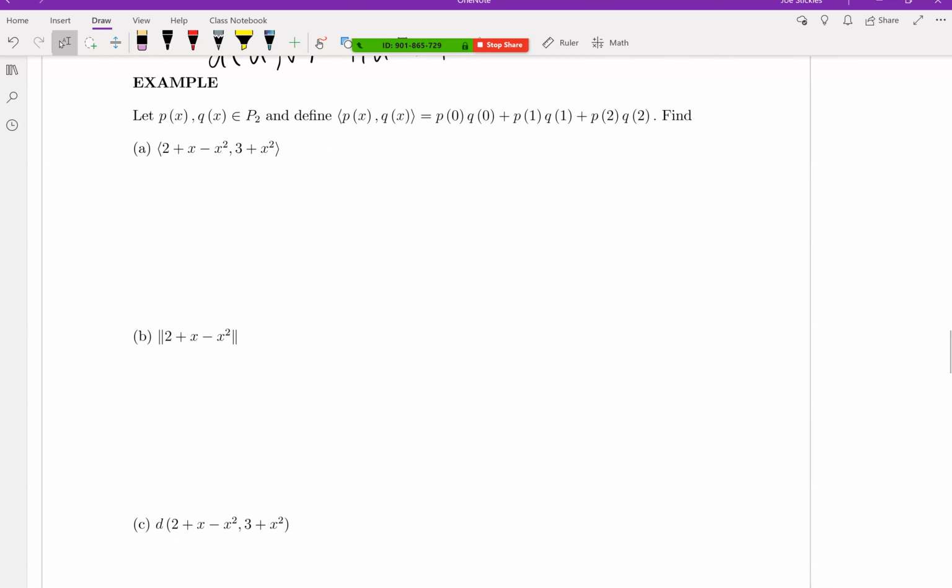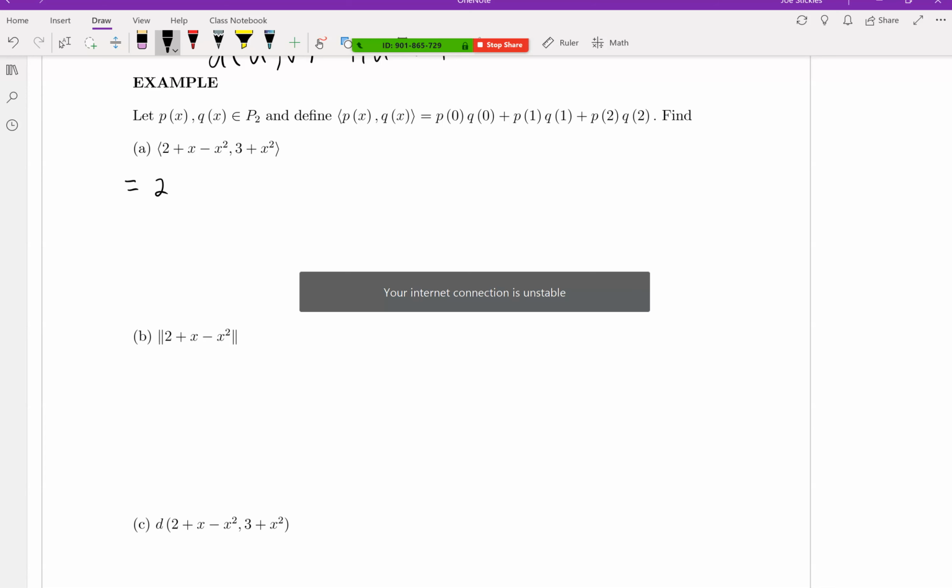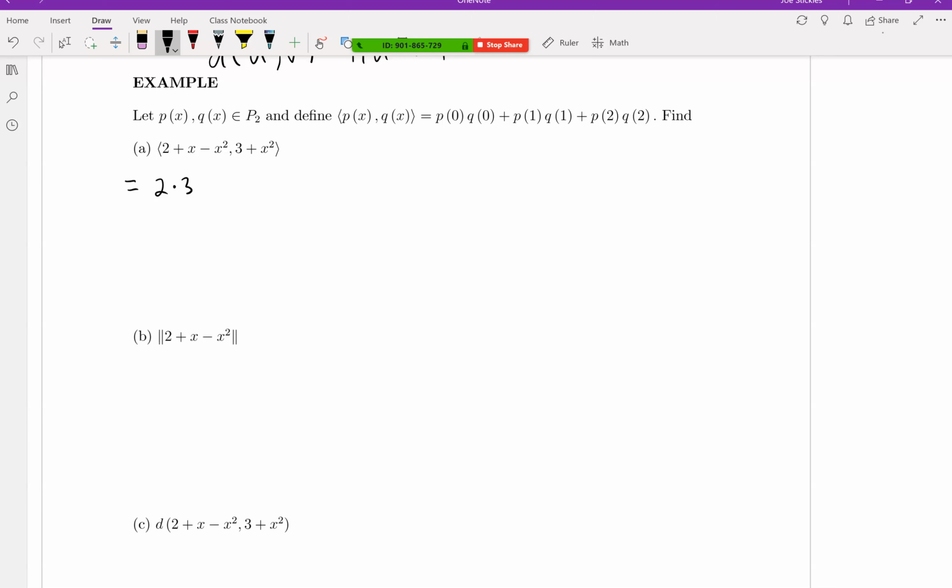So let's just see how this dot product works. Let's do the first one here where we have 2 plus x squared and 3 plus x squared. The first thing we're going to do is put 0 into both of them. So we'll get 2 times 3. The second thing we're going to do is put 1 into both of them. When we put 1 into the first one, we get 2 again. When we put 1 into the second one, we get 4. And again, the formula says to multiply those two things together.